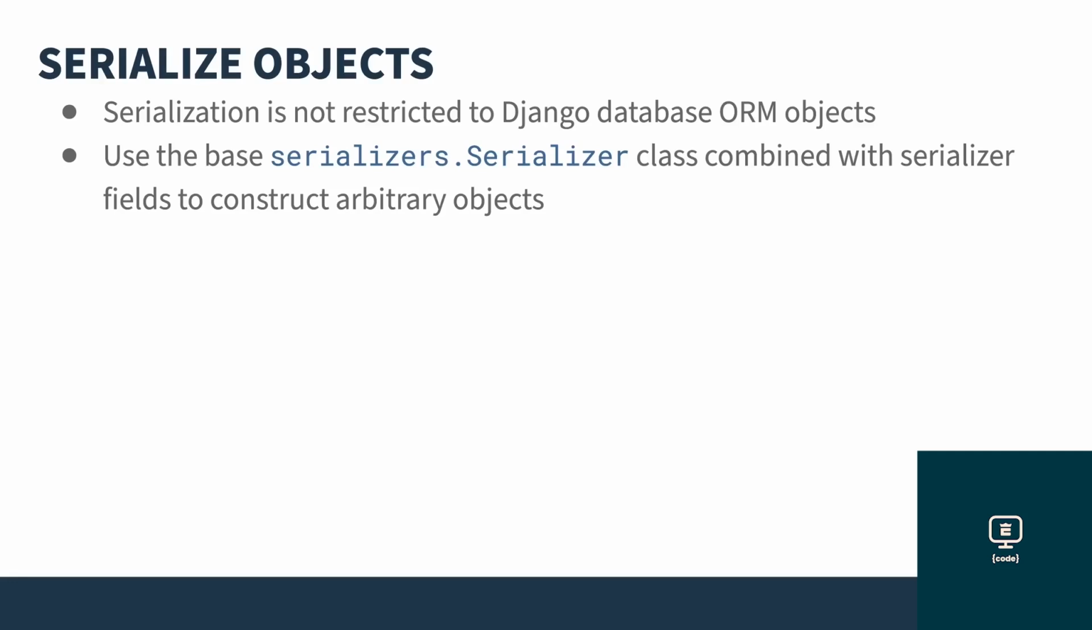You do this by inheriting from the serializers.Serializer class and combining it with serializer fields. Serializer fields are similar to Django model fields. You can explicitly create a serializer specifying field by field. It doesn't have to be based on that ORM.